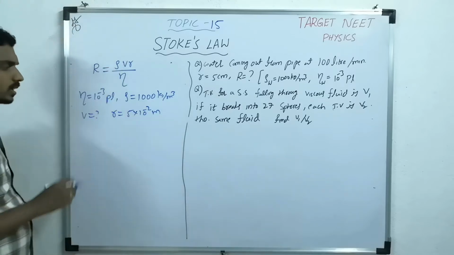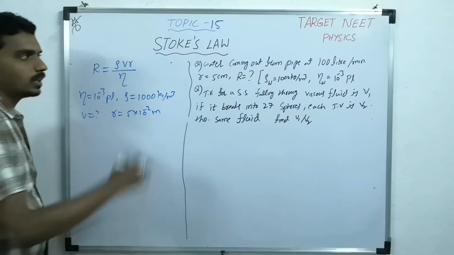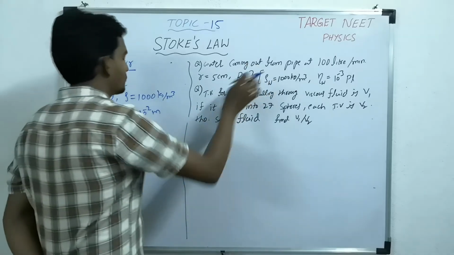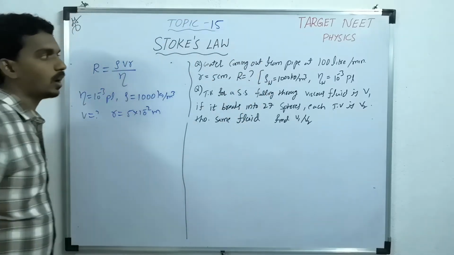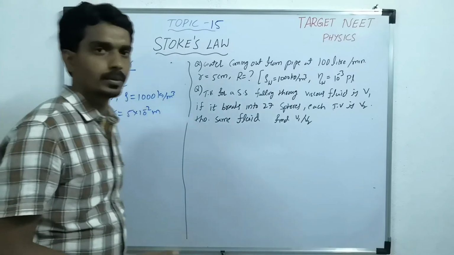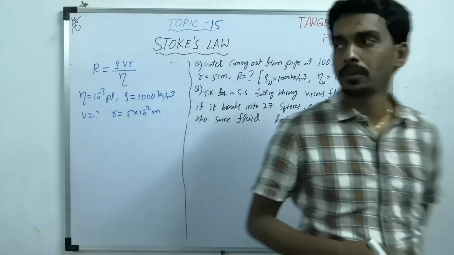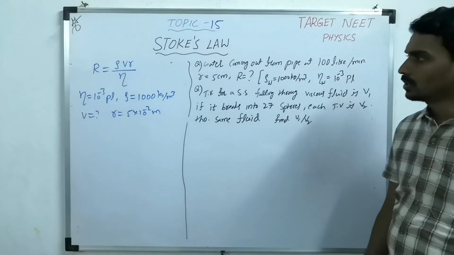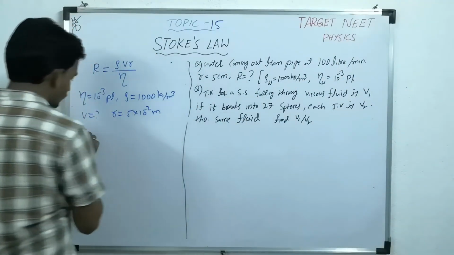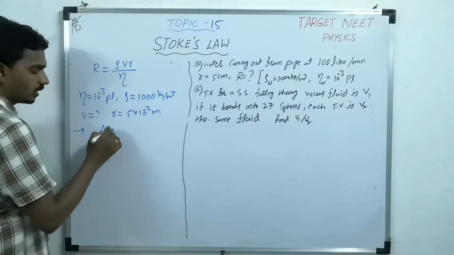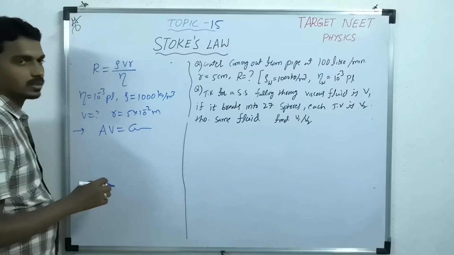If you find the velocity, then you can get it. But here they have not given the velocity. They have given some other data. Water is coming out from a pipe at 100 liter per minute. So what we can use is the continuity equation, that area into velocity remains constant.